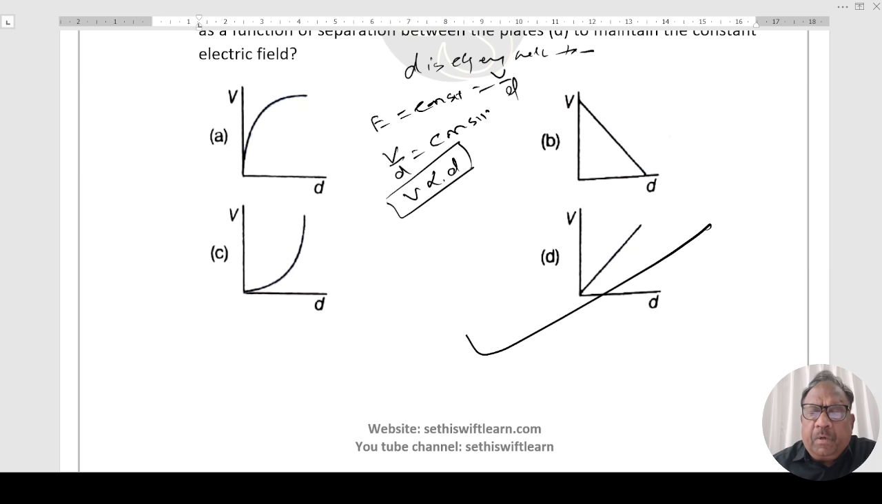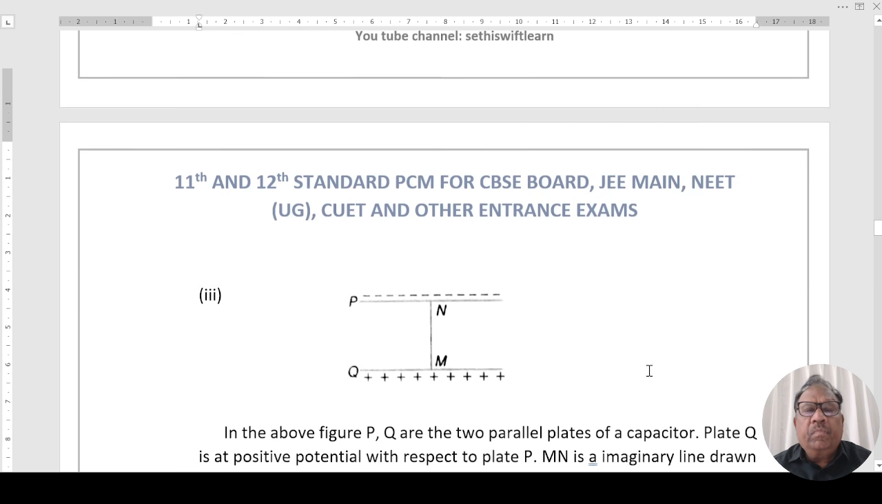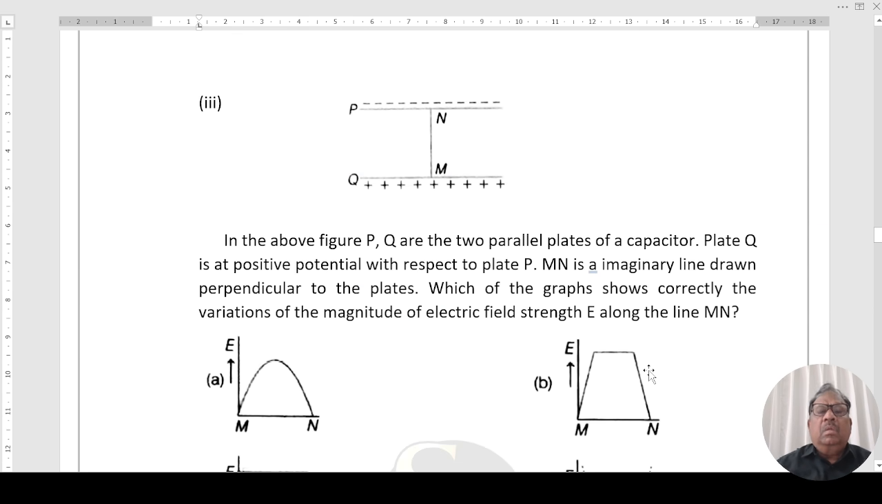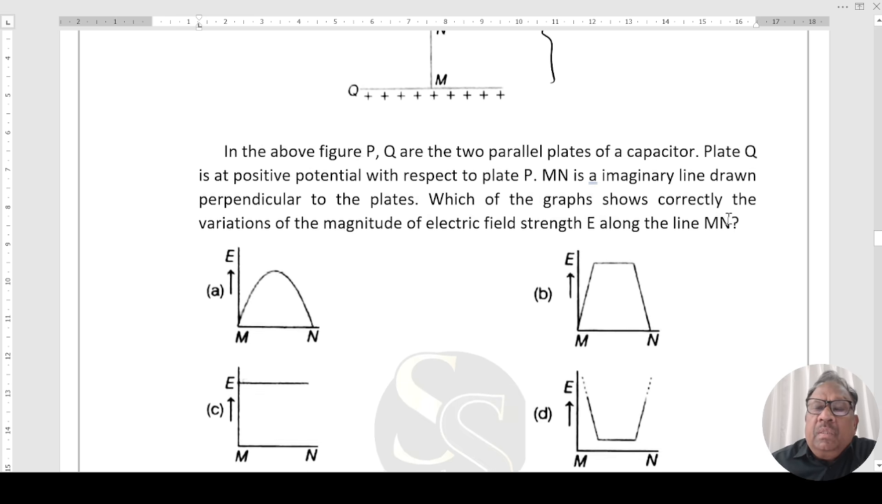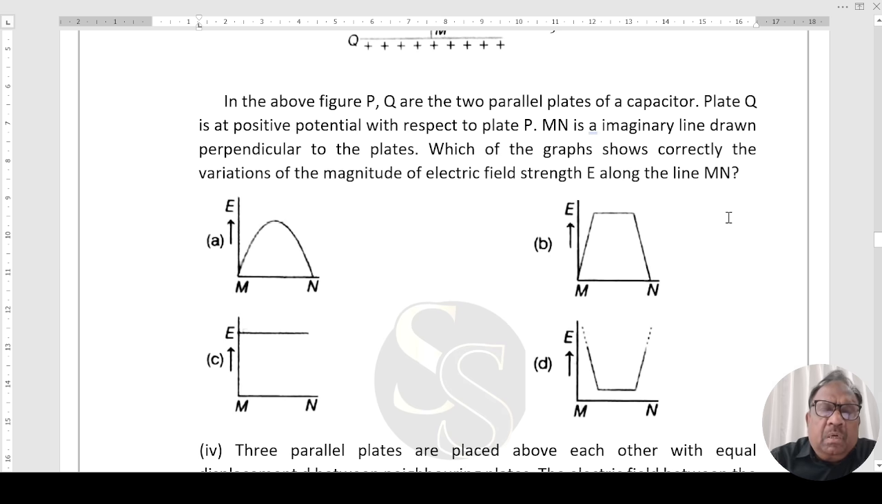Right? Next part. In this figure, P and Q are two parallel plates of a capacitor. Plate Q is positively charged, and plate P is negatively charged. MN is a measuring line. Which of the graphs shows correctly the variation of the magnitude of the electric field along the line MN? That remains constant. So C is the correct answer.